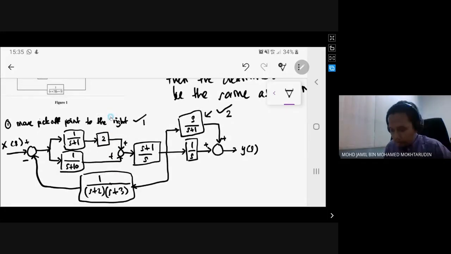Okay, so some of you maybe forgot to divide. Maybe you write s plus 1 over s, but you know to move pick off point here, so maybe 1 mark for that. But if you correctly show the calculation or show the values in the block diagram, then you get 2 marks for showing this.